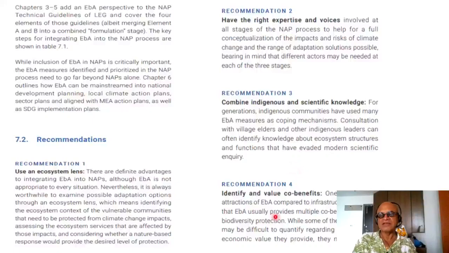Recommendation 4, identify and value co-benefits. One of the main attractions of EBA compared to infrastructure options is that EBA usually provides multiple co-benefits such as biodiversity protection.